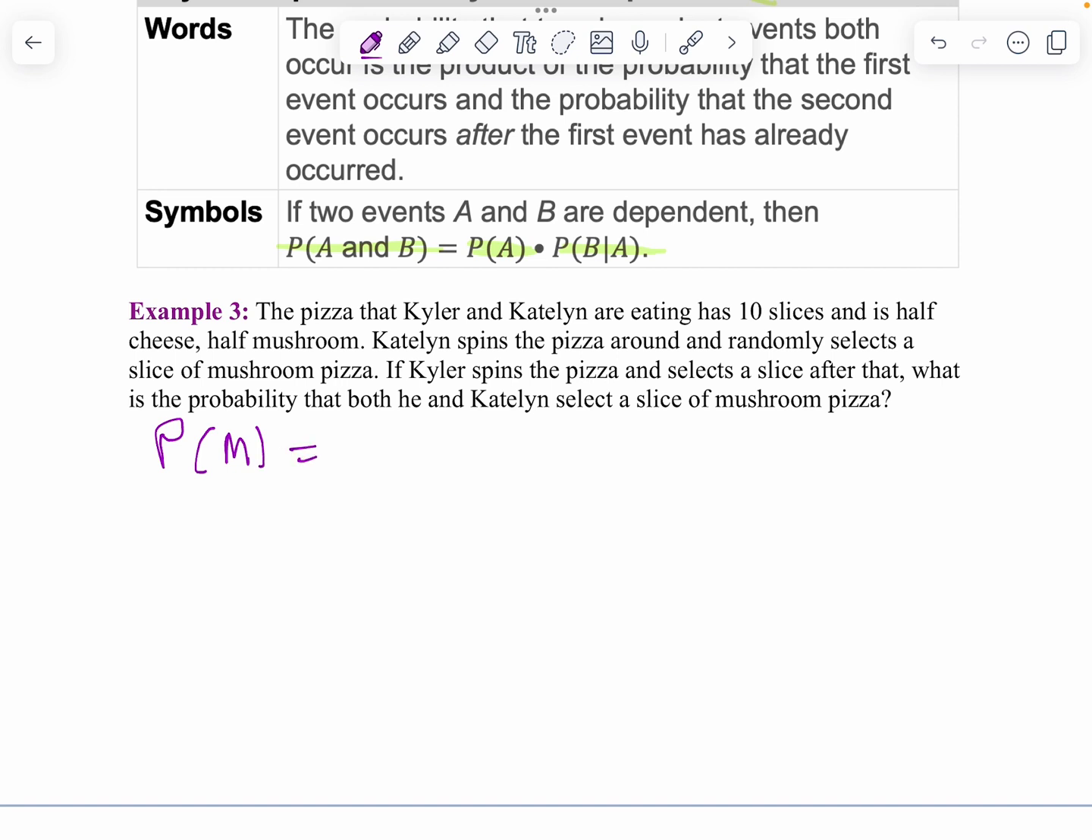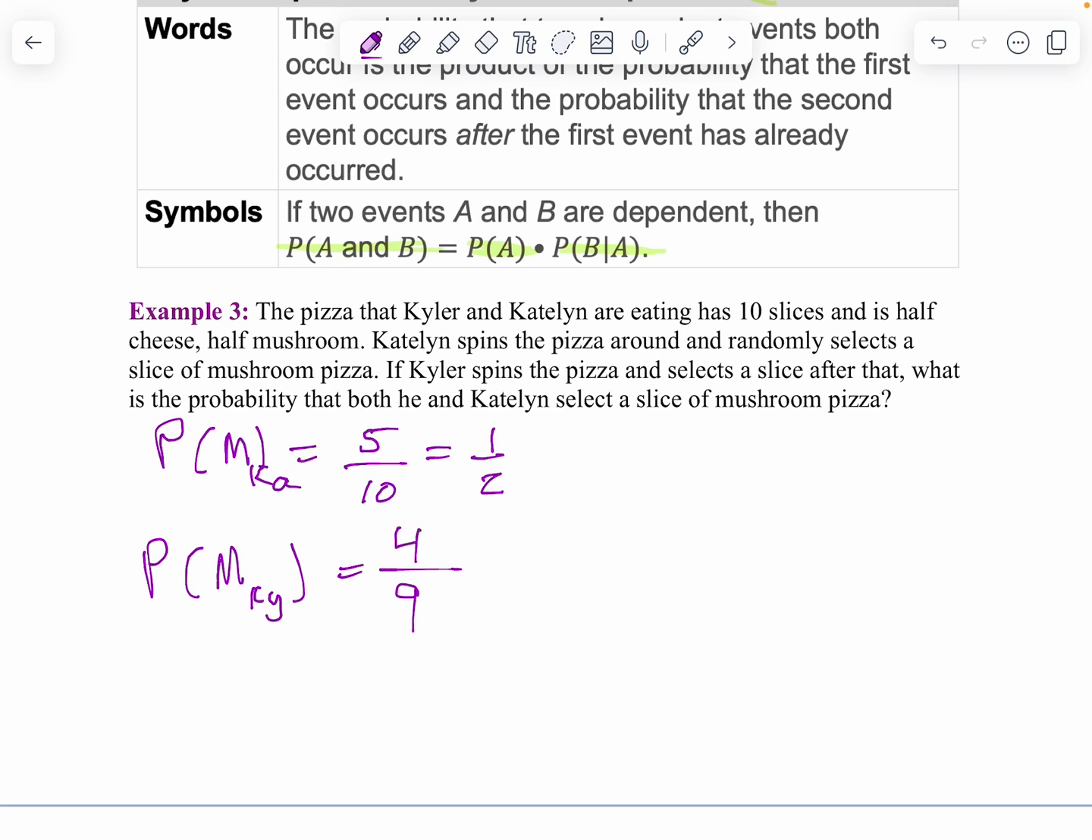Well, there are 10 slices. 5 of them are going to be mushroom, so I'll say that's 1/2. Okay? Put mushroom for Caitlin, I'll put K-A. Now let's find the probability that Kyler gets a mushroom. Now, there are only 9 pieces left, aren't there? So my sample space is 9 instead of 10. And if Caitlin took a mushroom, that means there's only 4 of those left.